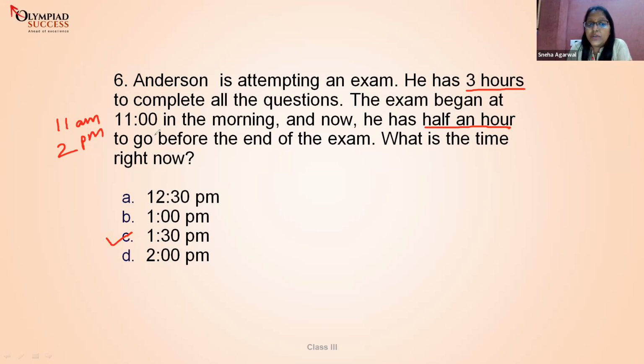Read the question, what they're telling you. Half an hour still left, okay? Half an hour to go before the end of the exam. This means that half an hour is still left for your exam to end. So the time will be 1:30 p.m. Okay. Now, next one.